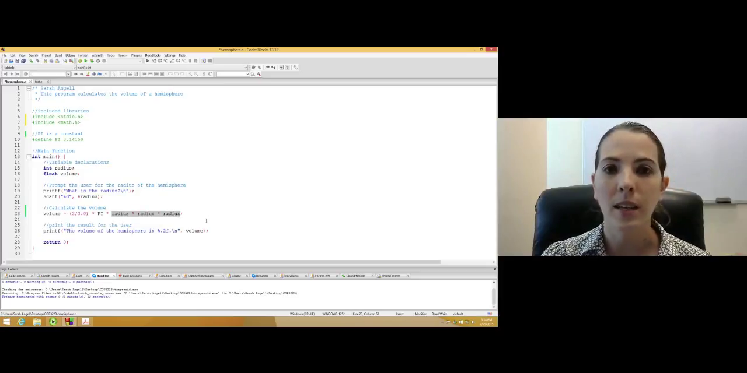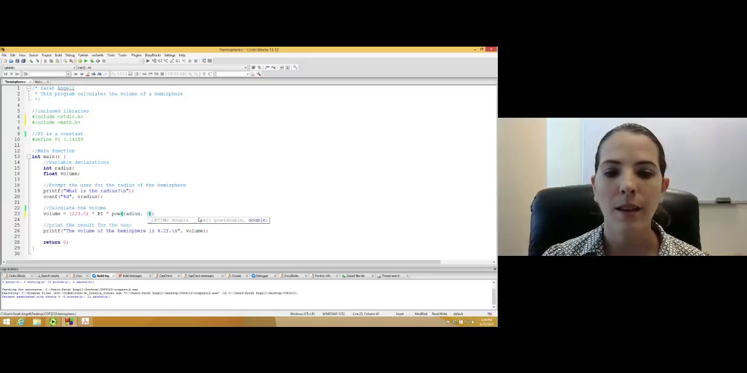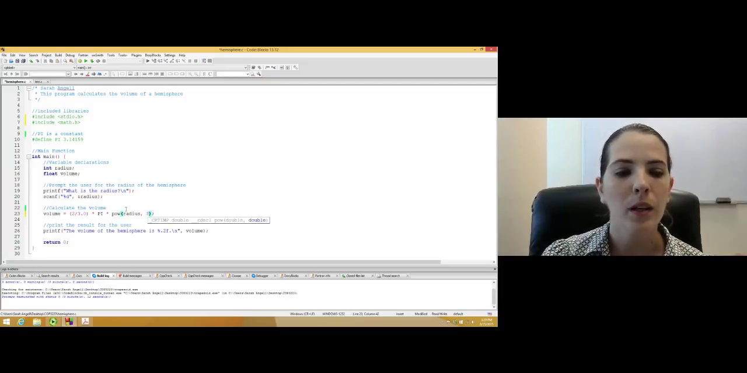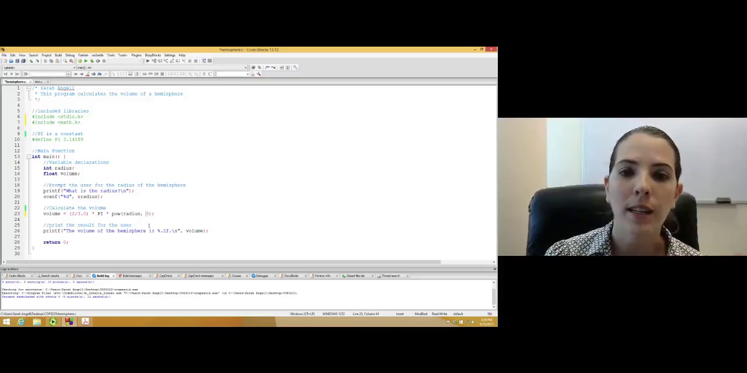Now that we've included it, we have access to all of the functions in the math library, and instead of doing radius times radius times radius, we can call the power function, give it radius and the value we would like to raise it to. So we want radius to the power of 3. And that produces the exact same answer as radius times radius times radius.